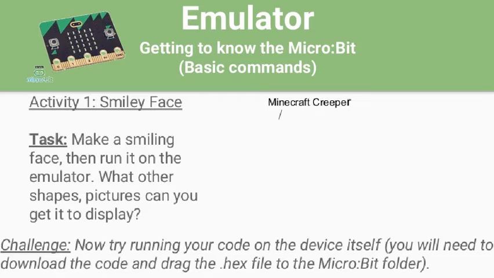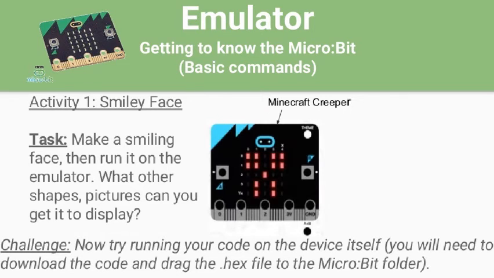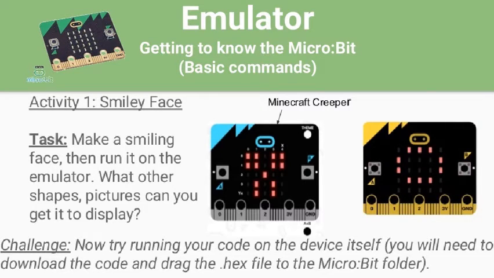Emulator. Getting to know the Microbit. Basic commands. Activity 1. Smiley face. Task: make a smiling face, then run it on the emulator. What other shapes and pictures can you get it to display? Challenge: now try running your code on the device itself. You will need to download the code and drag the .hex file to the Microbit folder.